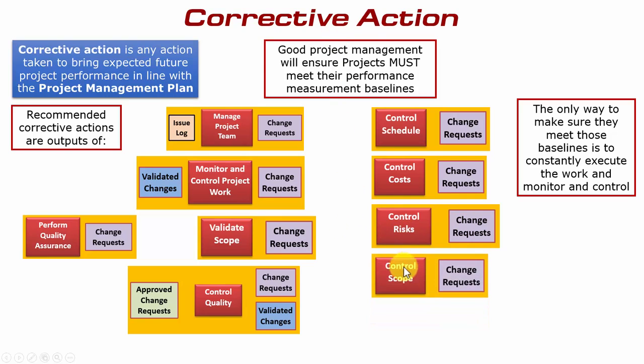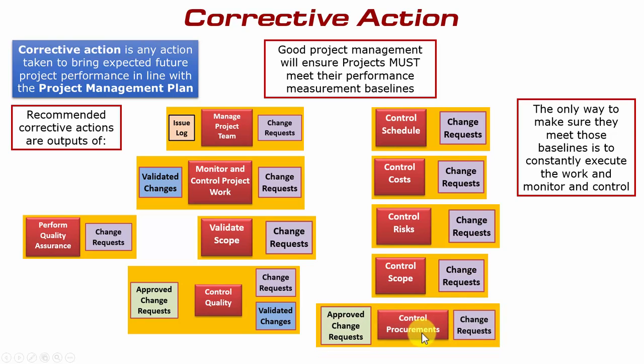And control scope. An example here may be that the customer has asked for something extra, in which case a change request will need to be raised. And control procurements. Now, control procurements are different in that this is the process where the buyer and the seller review the contract and, of course, the work results to make sure that the results do indeed meet the contract. And for that reason, any approved change requests need careful consideration by both the buyer and seller before they are formally incorporated into the contract itself.